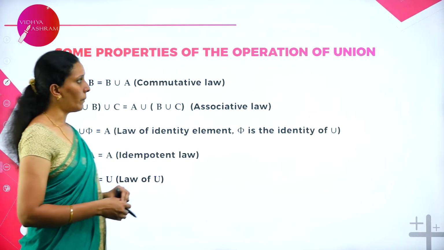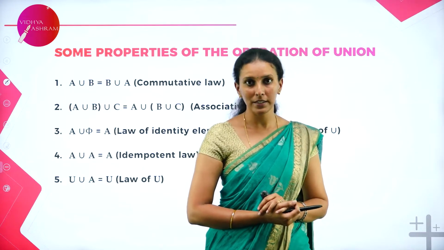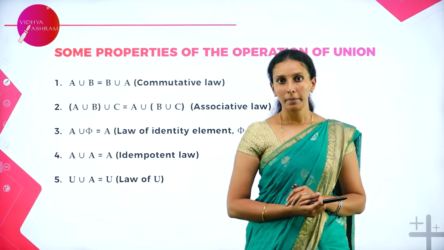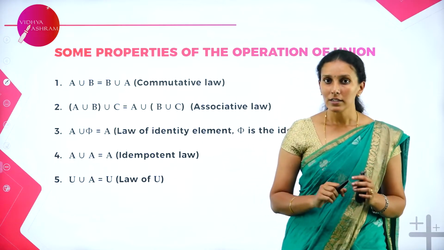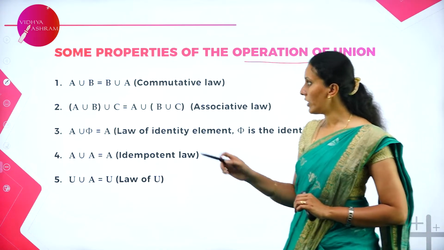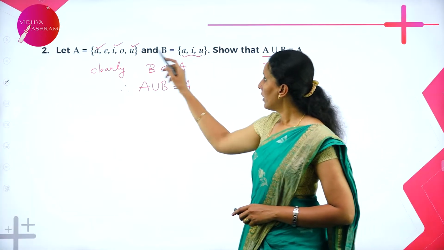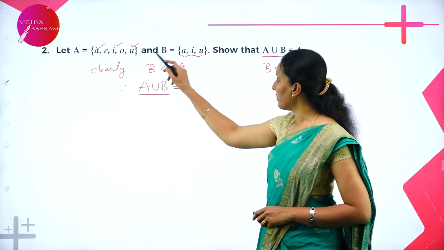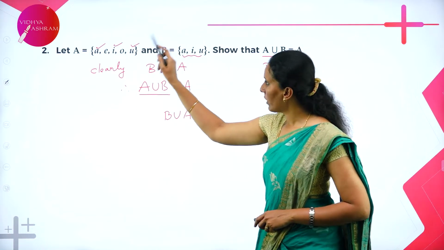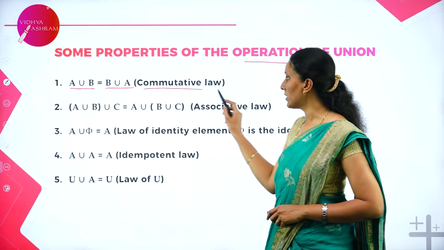Some properties of the operations on union. So you have studied many laws whenever you are learning the number system: commutative law, associative law, identity law, inverse law, and many. The same laws can be applied for the operation on sets also. For union of any two sets, A union B is same as B union A. See here, in the previous example, A union B means it is A. What about B union A? B union A means writing all the elements in B as well as A. That is also same. So therefore, it satisfies the commutative law.